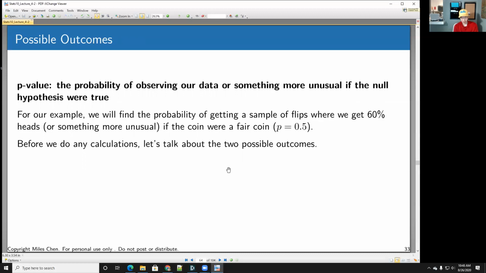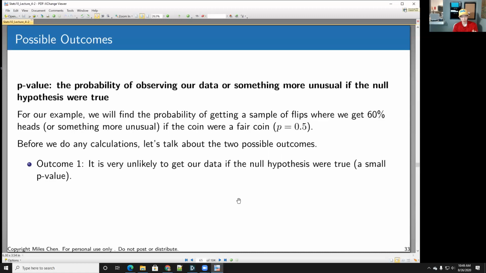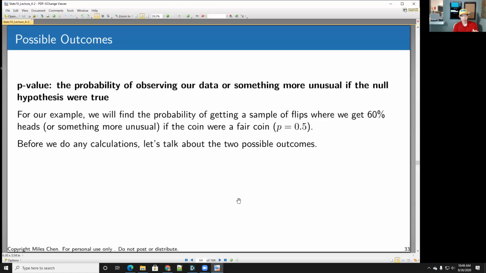On the other hand, if this was my data, I flip the coin 1,000 times and I get 600 heads, we can still ask the same question. What is the probability that we get 600 heads out of 1,000 coin flips? Intuitively, we know that the probability of getting 600 heads out of 1,000 coin flips is going to be much lower than the probability of getting 6 heads out of 10 coin flips.